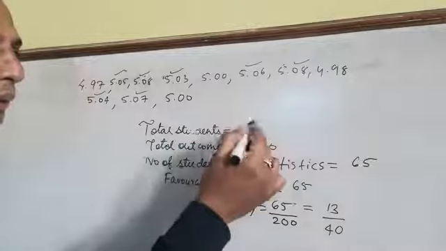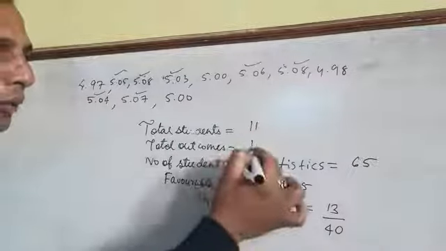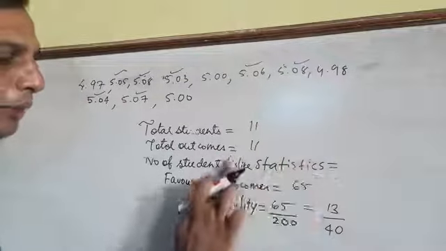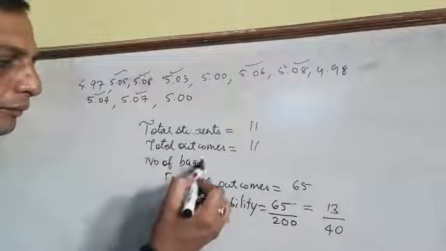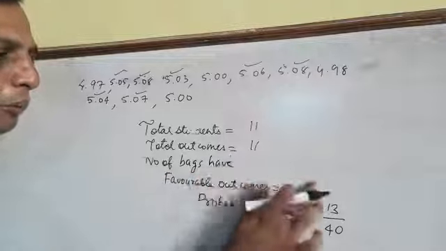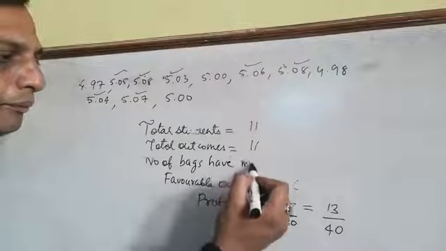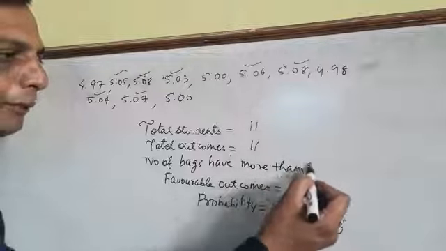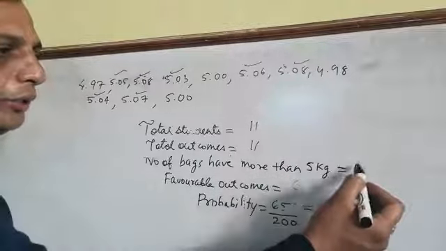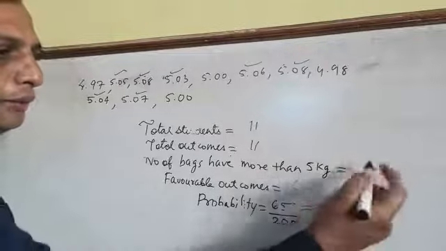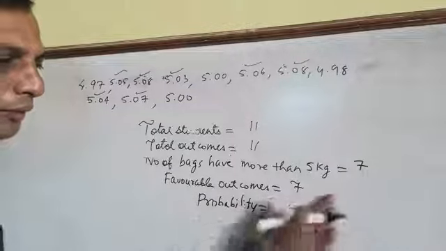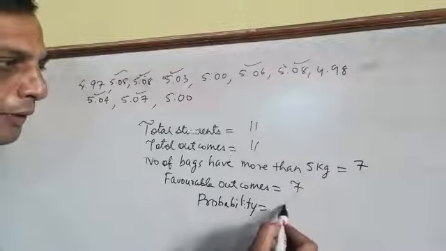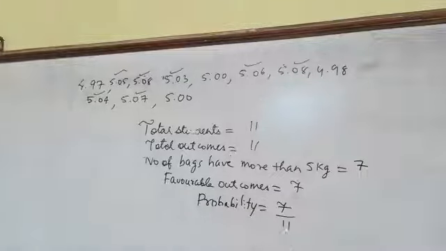So we will write the total outcome will be 11 and the favorable outcome will be 7. Number of bags having more than 5 kg weight is equal to 7. So 7 upon 11 is the answer for this question.